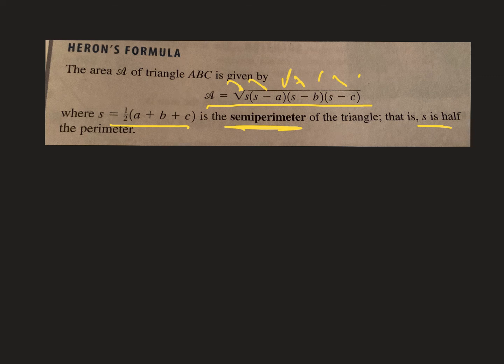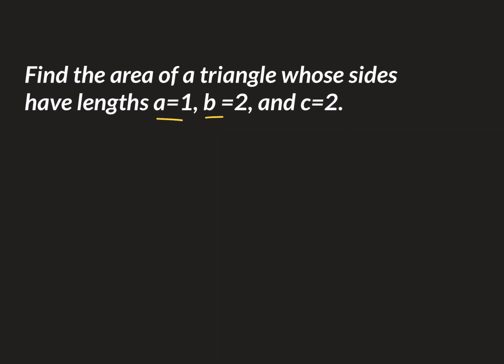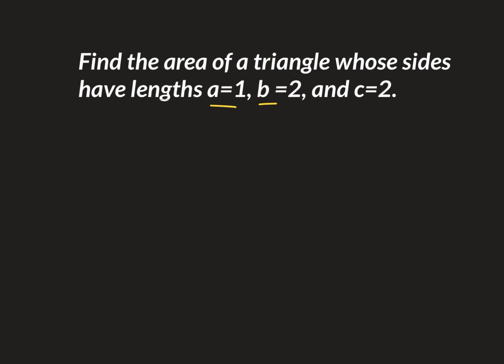It's so quick. Okay, let's try one. It says find the area of a triangle whose sides are 1, 2, and 2. I'm not even going to draw it. I have to find the semi-perimeter first. The semi-perimeter is half the perimeter. If I add up all the sides, that gives me 5. So the semi-perimeter is half of that, which is 5 halves, or better yet, 2.5.